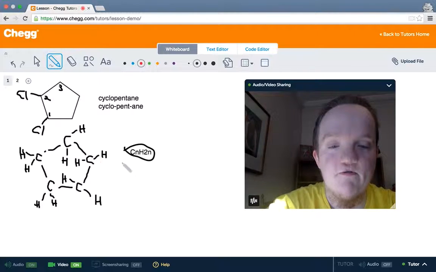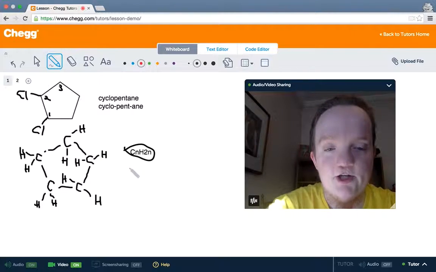This is a little different from a linear chain, where it would be CnH2n+2, because those carbons at the ends have 3 hydrogens attached, because they're not attached to each other. So the molecular formula will look a little different, and that's one of the ways you can tell that something is a cyclic molecule instead of a linear or a branched molecule.